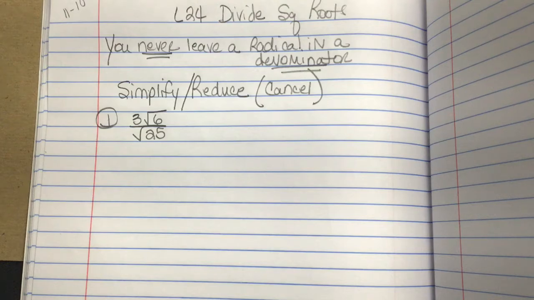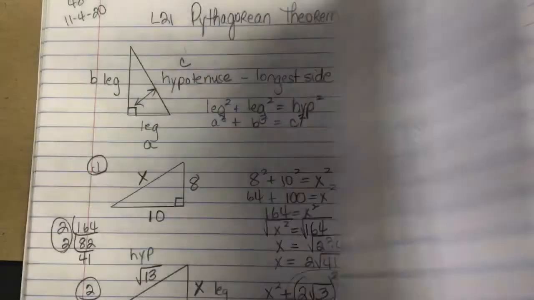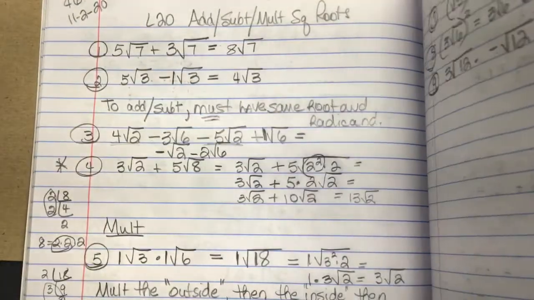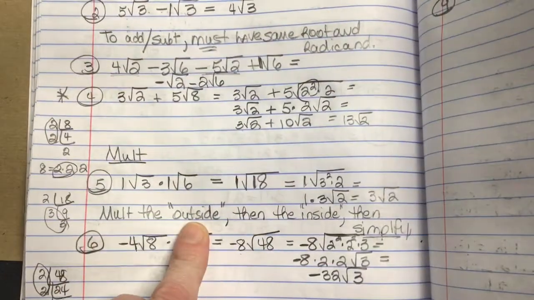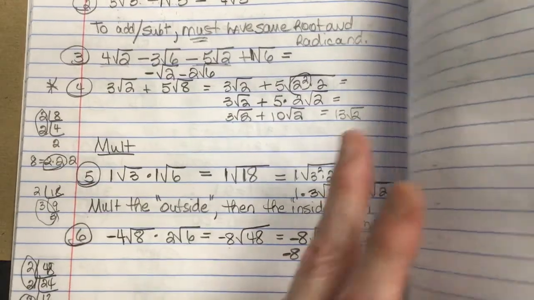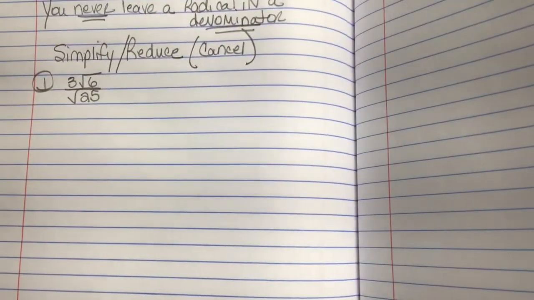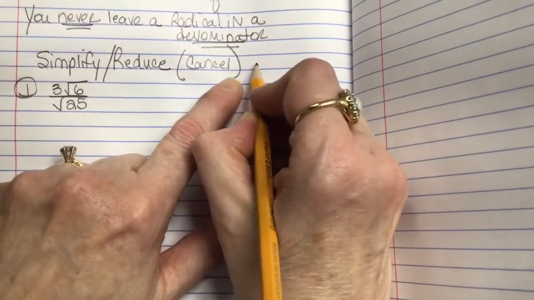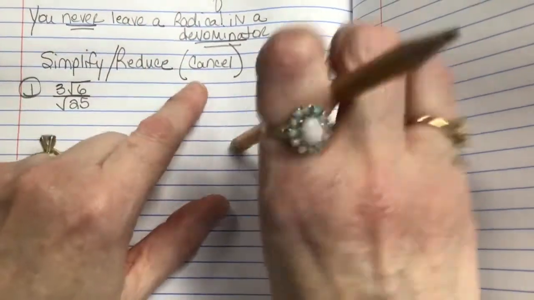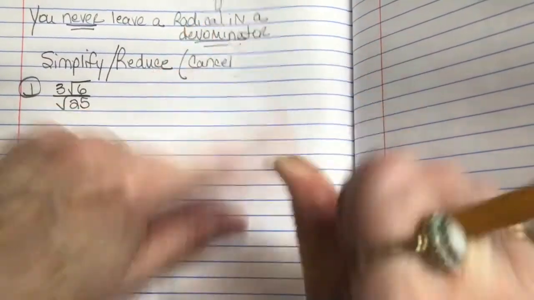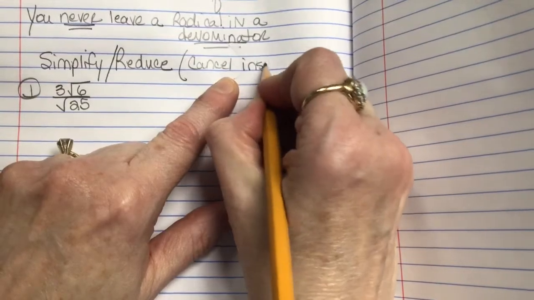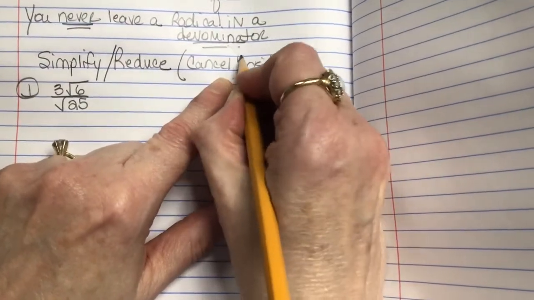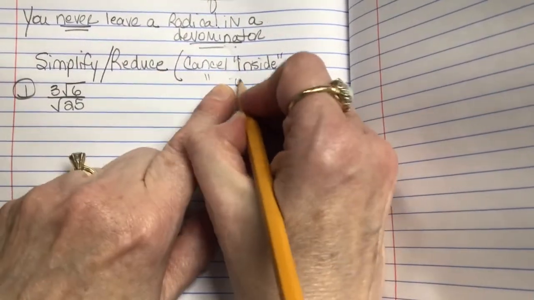Now, you can only cancel just like we could only multiply. Do we have that lesson? Surely we had that lesson. You multiply the outside and you multiply the inside. You can only divide the outside and divide the inside. So let's say cancel inside, cancel outside.